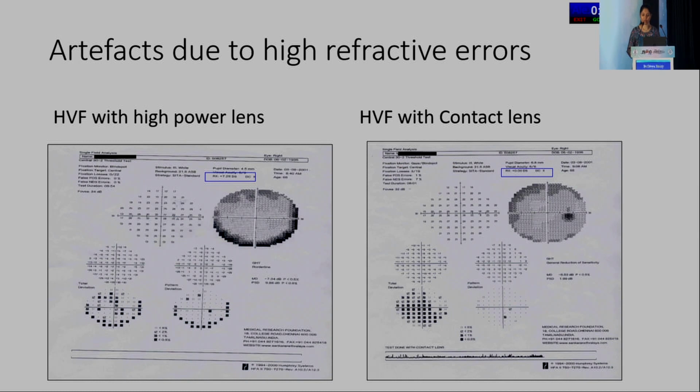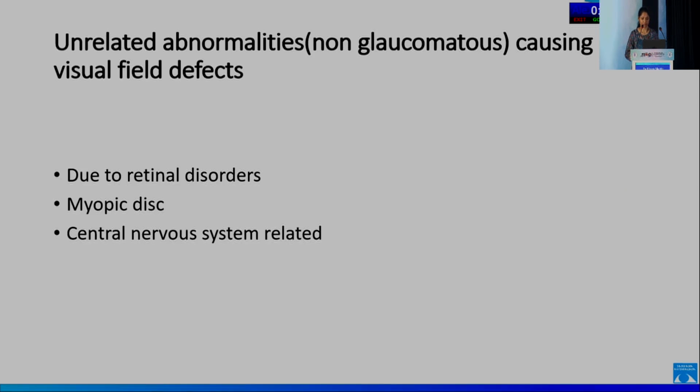Artifacts due to high refractive errors. This is seen in patients where high power trial lenses are used for correction. It's a case of a visual field of a patient with high hyperopia where the correction is plus 7.25, showing defects in the peripheries. But after the contact lens, the defects are not seen in the next field.